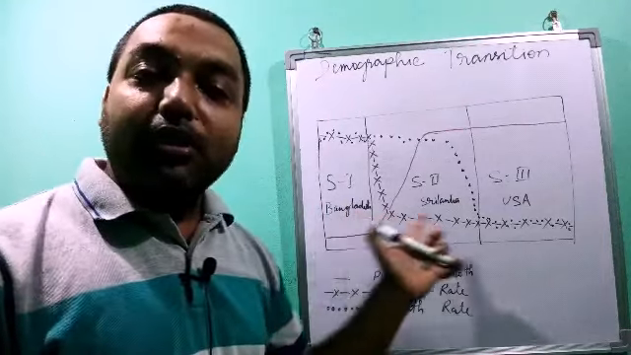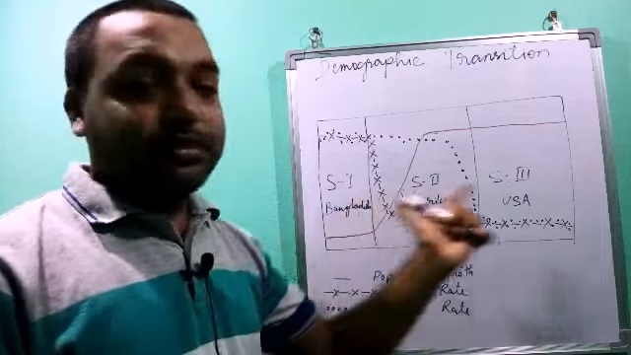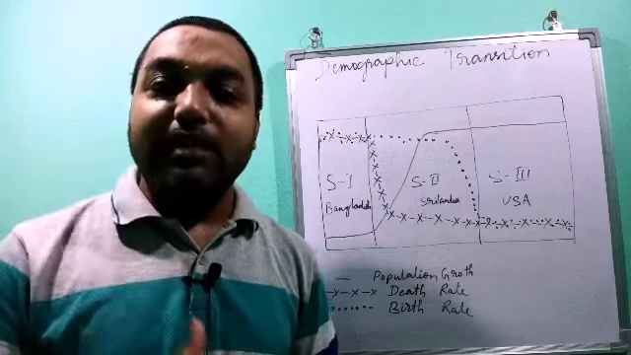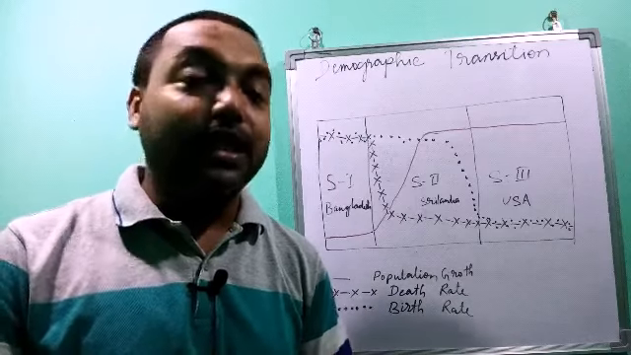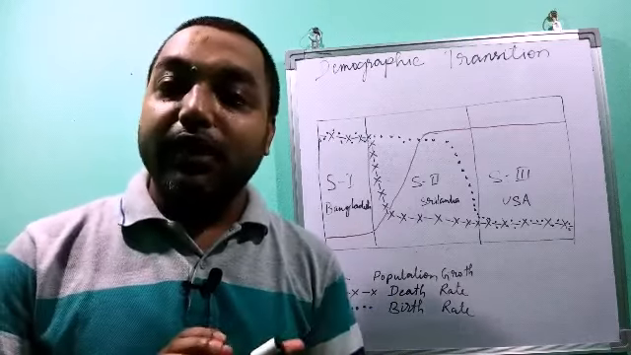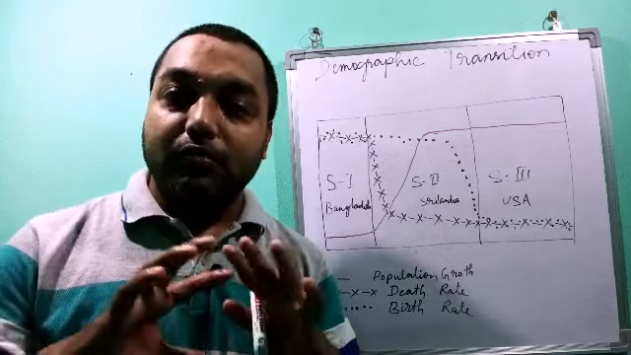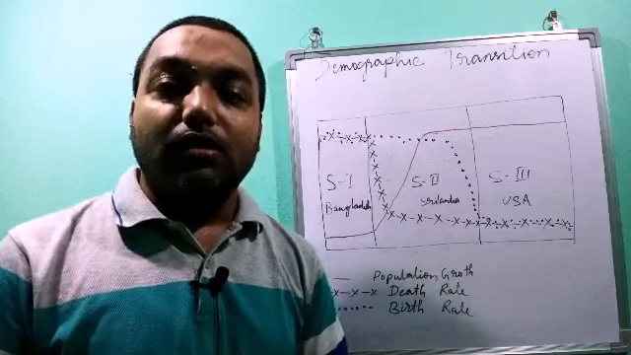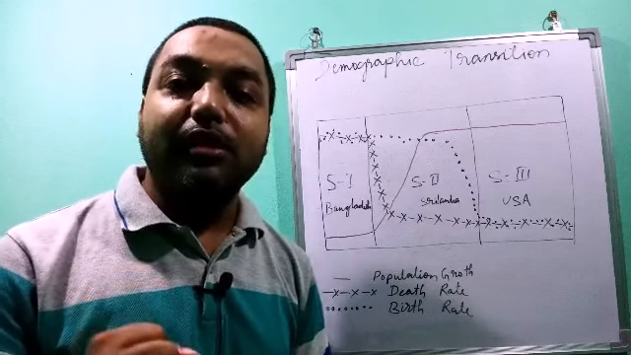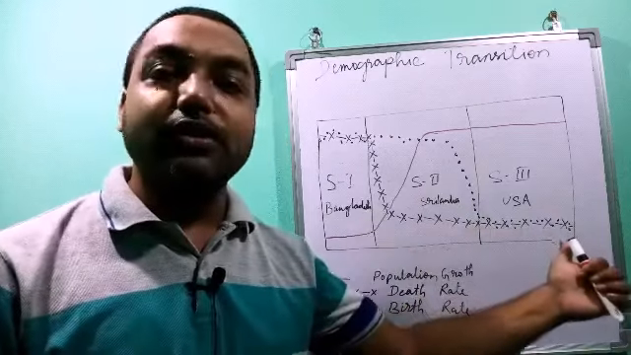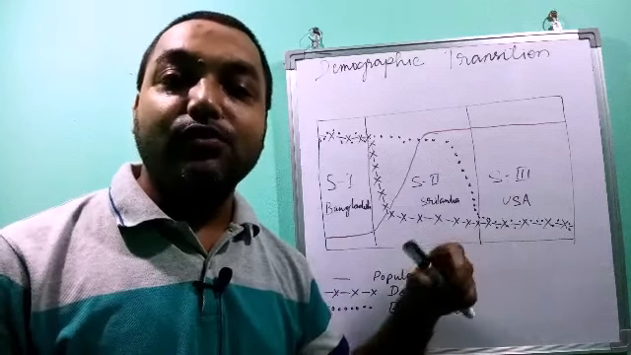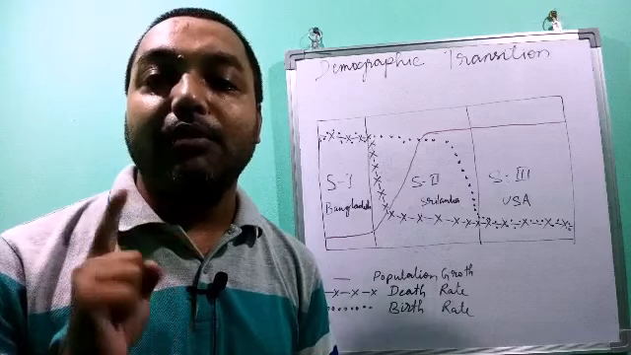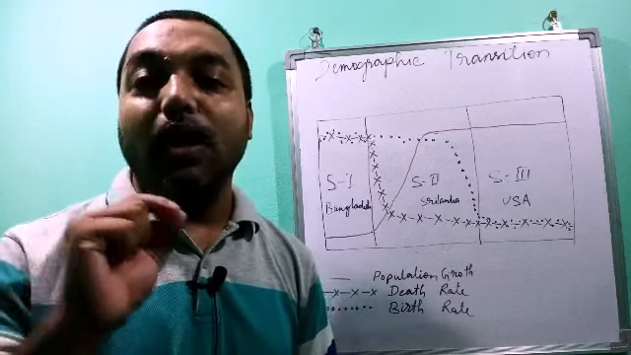One important point I want to say is that all the countries of the world have crossed these stages in some part of their life, except China. China is the only country which has not crossed any of these stages, because they controlled their population and went directly from stage 1 to stage 3. They did not enter stage 2, because they controlled their population with the help of a policy called the one child policy.